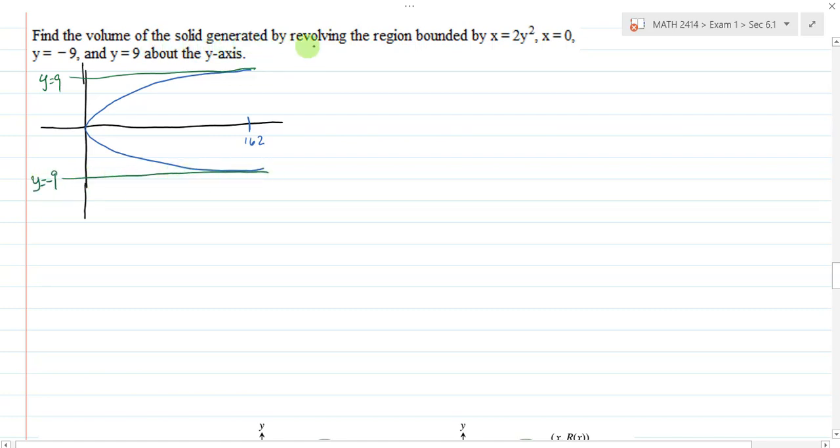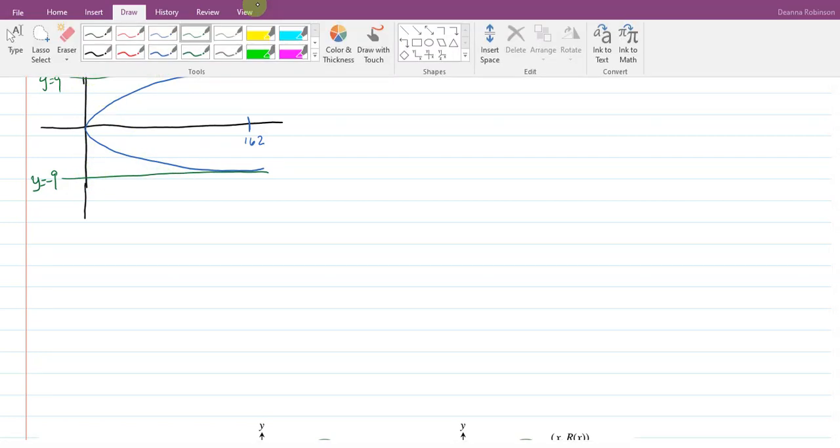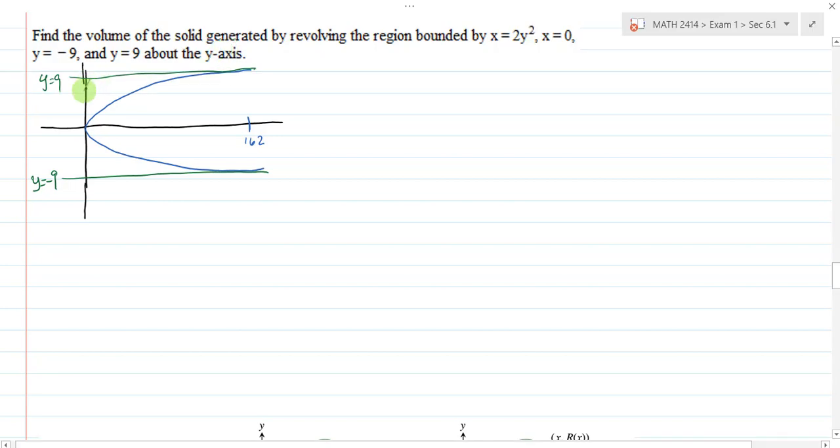So the solid is going to be formed by revolving the region bounded by this blue curve here, x equals 0, which is the y-axis, y equals -9, and y equals 9. So my shaded region ends up being this region right here. I have symmetry now because of this as well. So these points are going to be at (162, 9) and (162, -9). Those are going to be our bounds.